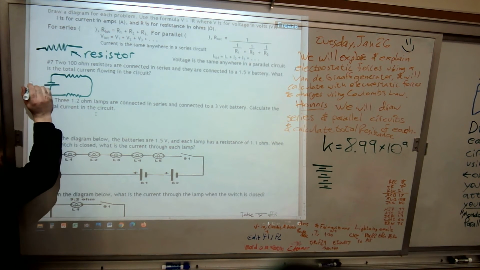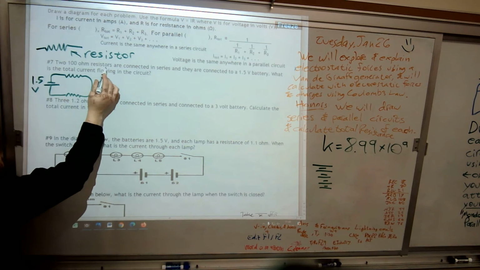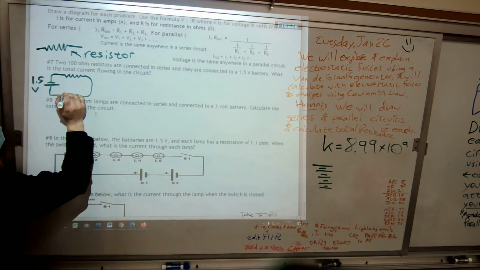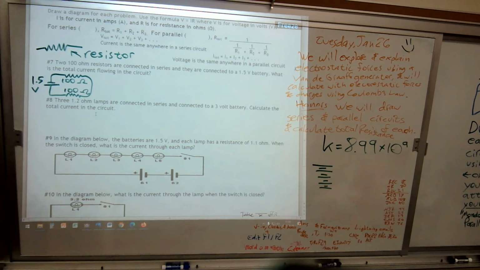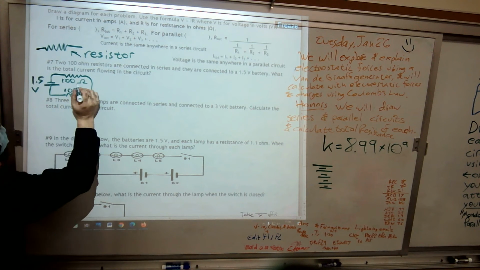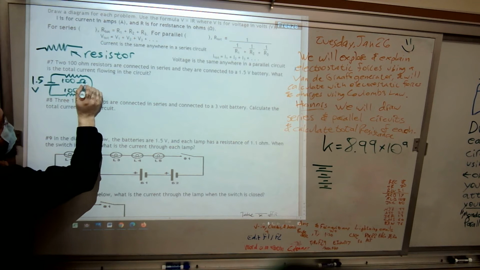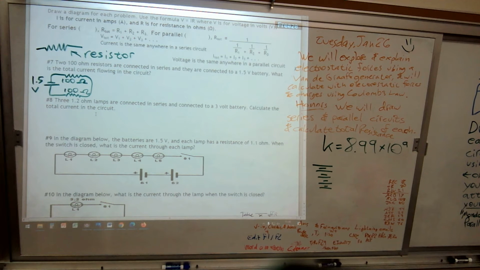Anyway, I'm going to label my stuff. This is my 1.5 volt battery. And I have to say how many ohms my resistor is in my diagram. So let's see. This one's 100 ohms, and this one is 100 ohms. This is supposed to be a little omega right there. Mine kind of look like R's. There, that's a little better.